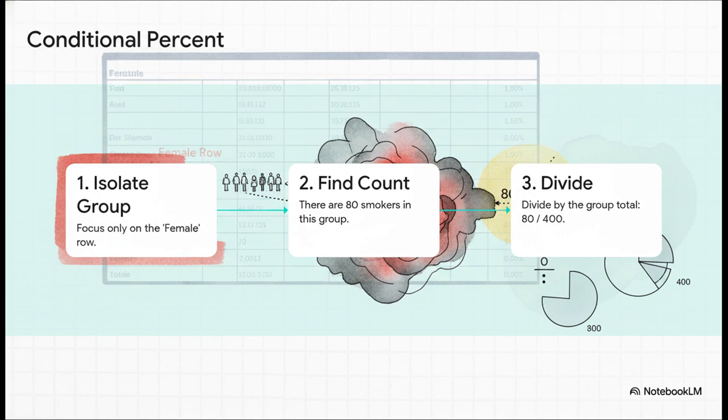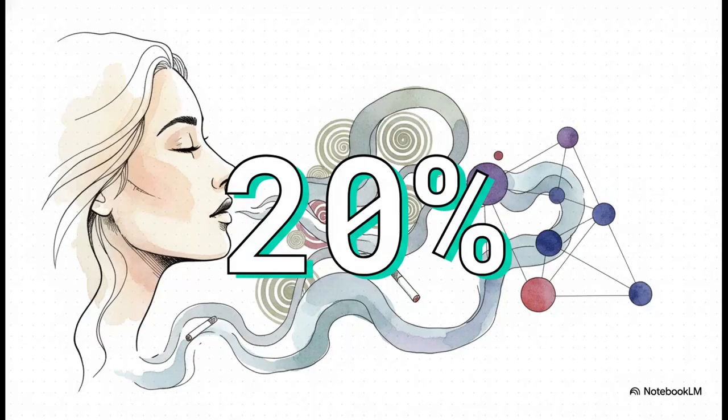First, you find the given group. In this case, we just focus on the female row of our table. Step 2, you find the specific count we care about in that row, which is the 80 smokers. And finally, and this is the crucial part, you divide that 80 by the row total of 400, not the grand total of 800.